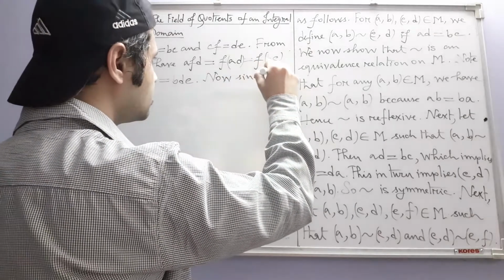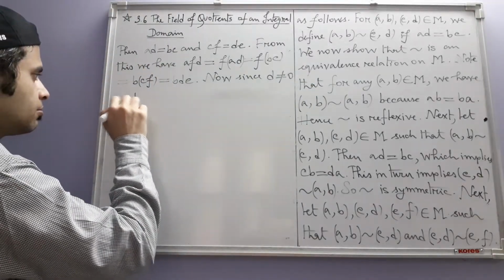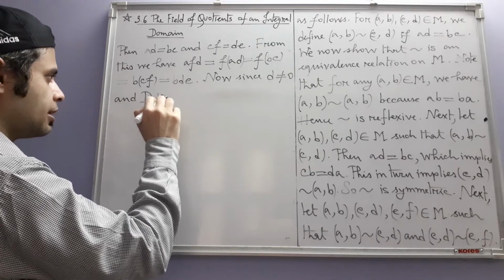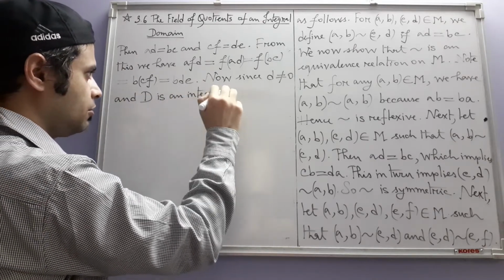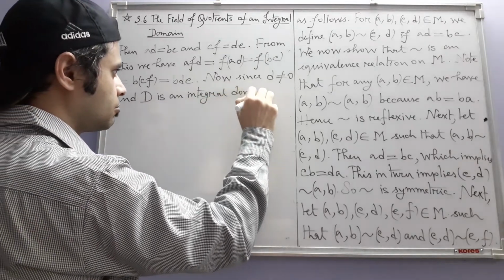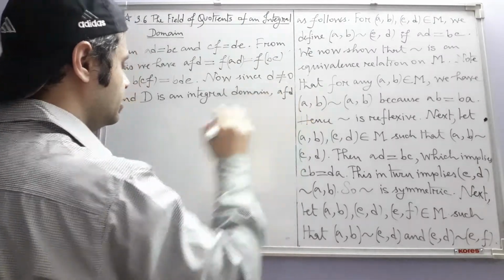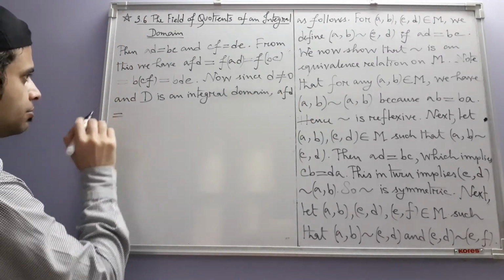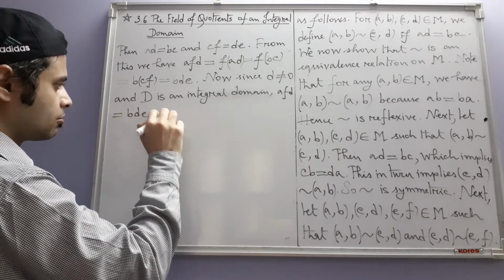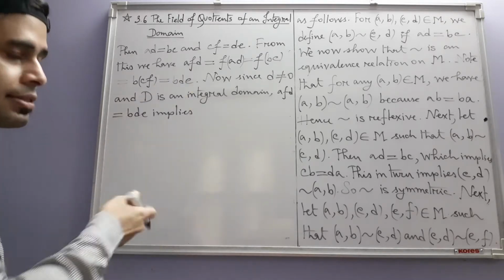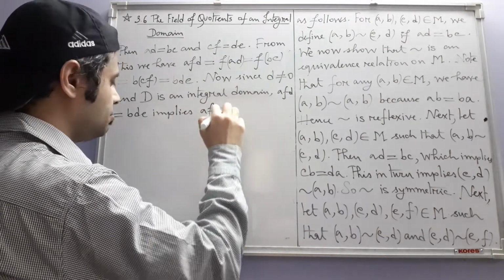Now since D is non-zero and capital D is an integral domain, AFD equal to BDE implies we can cancel D from both sides. AF is equal to BE.